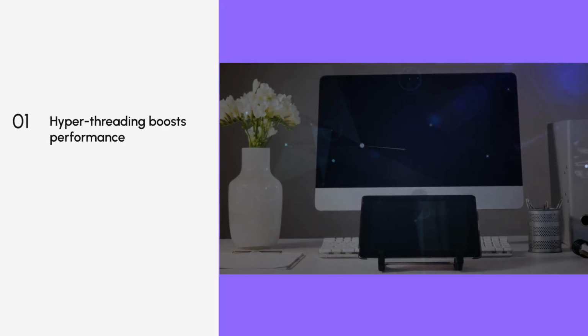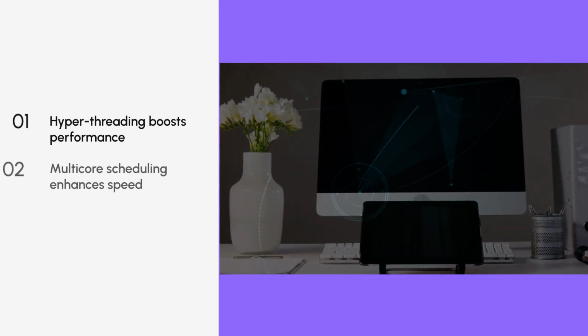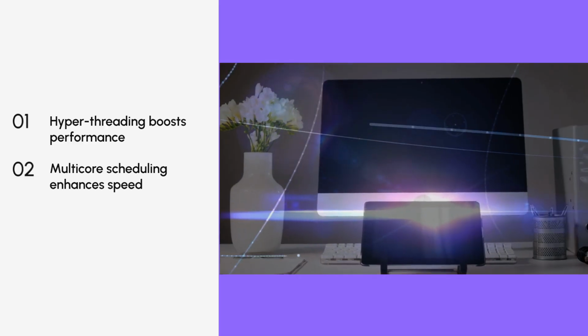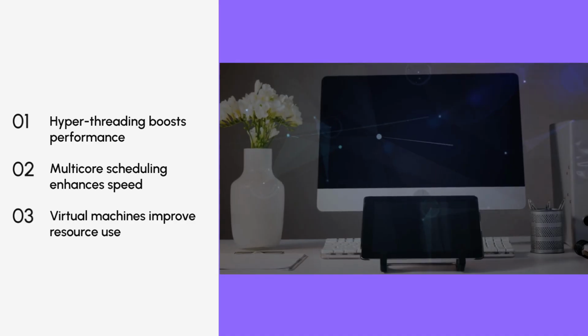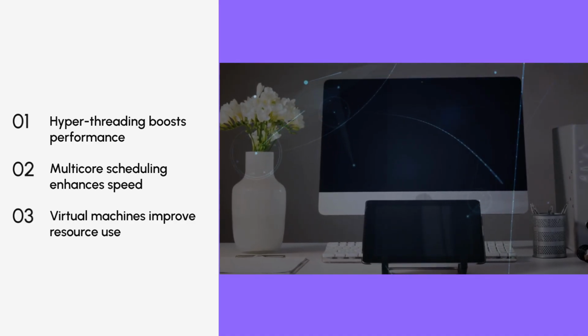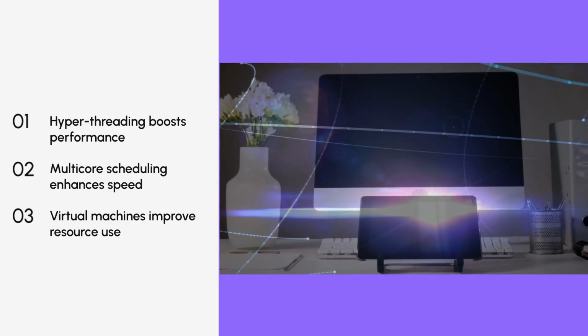Modern OS enhancements include hyperthreading and multi-core scheduling. Virtualization allows processes to run in virtual machines. These advancements improve efficiency and resource utilization. Understanding these helps in grasping modern OS capabilities. This chapter explores these innovations.